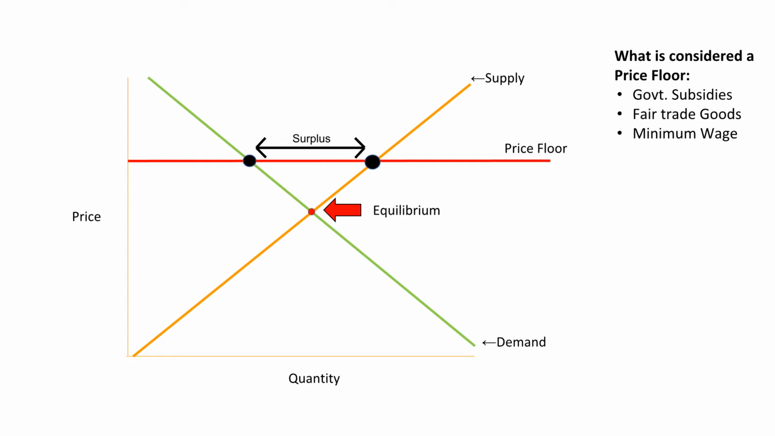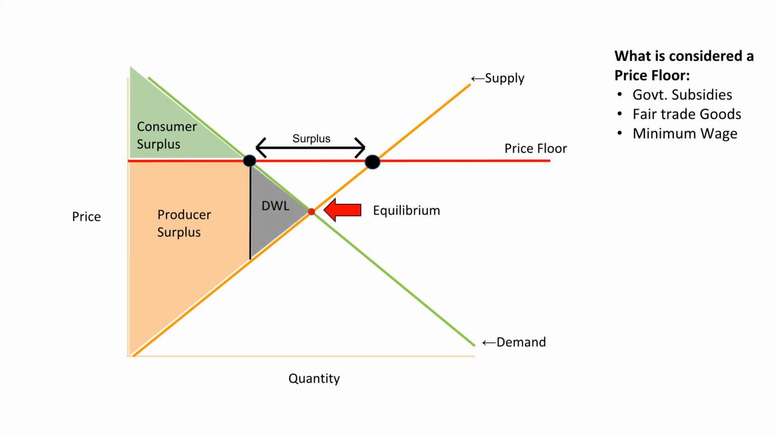Now, the price floor does help out the producers and causes an increase in producer surplus, but it reduces the amount of consumer surplus. And since the price isn't at equilibrium, some of the total possible surplus is lost. This lost surplus or value is called a deadweight loss.